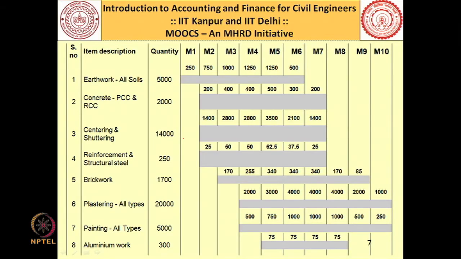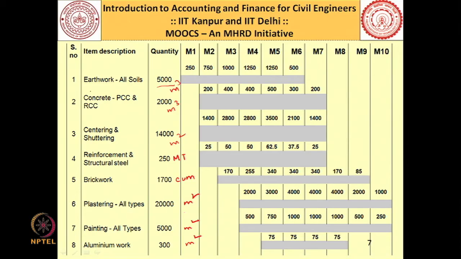So, let us say this is the construction schedule that we have prepared. In the project, I have to carry out 5,000 cubic meter of earthwork, 2,000 cubic meter of concrete, 14,000 square meter of shuttering, 250 metric ton of structural steel and reinforcement, brickwork 1700 cubic meter, plastering 20,000 square meter, painting 5,000 square meter, and aluminum work 300 square meter.